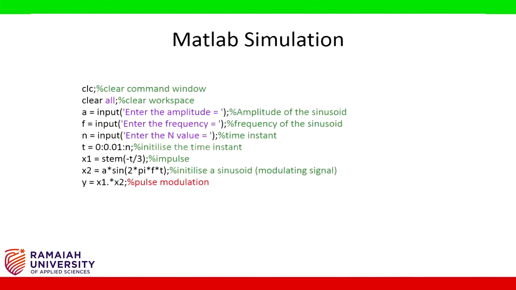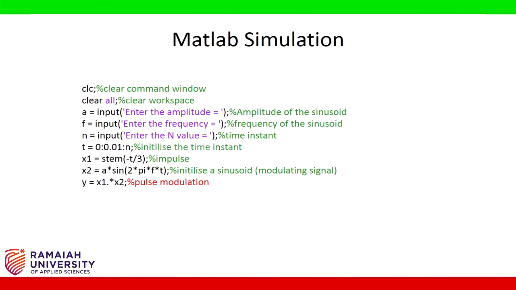Pulse modulation is a process of modulating the amplitude of an information signal. The simulation of the pulse modulation is being explained through a simple Matlab code. As an initial step, the workspace, command window, and unnecessary figures are closed. The amplitude and frequency of the information signal are entered as user input. The time of pulse modulation is also entered.